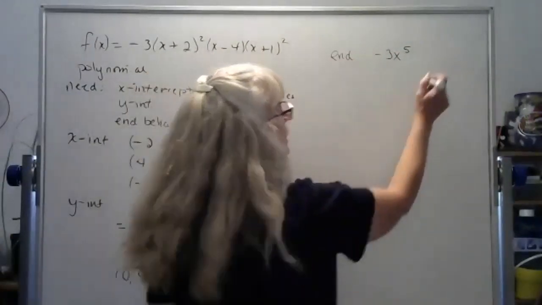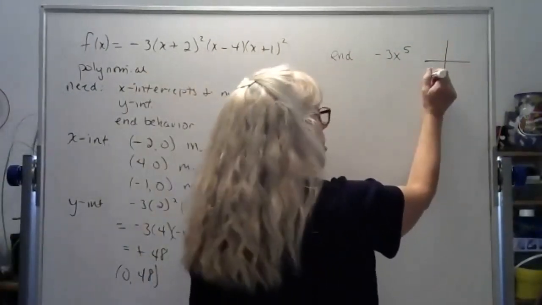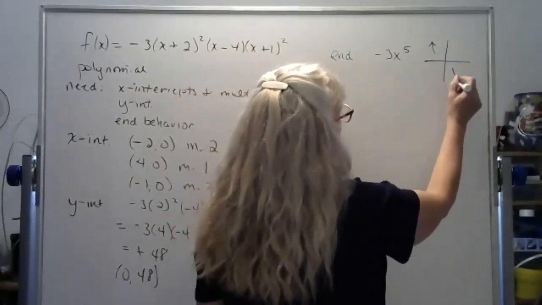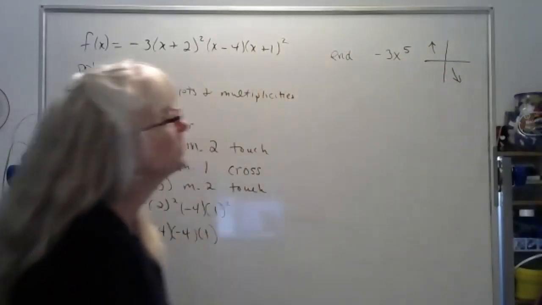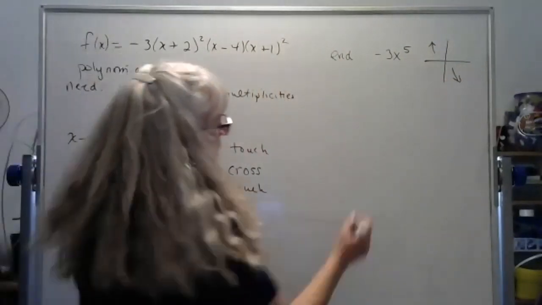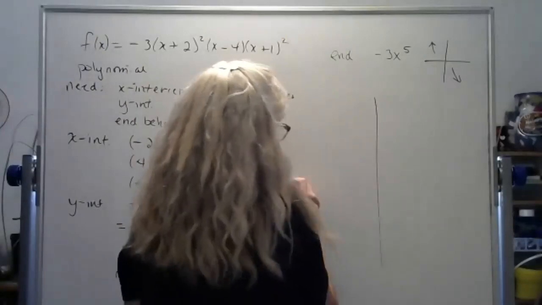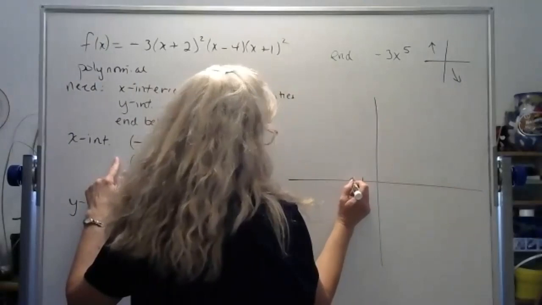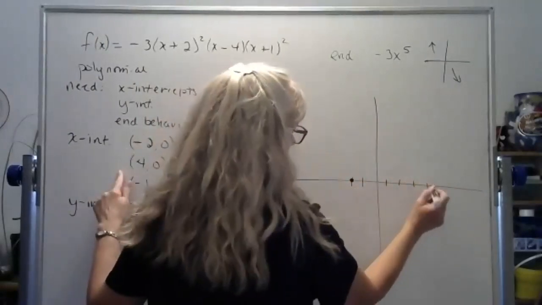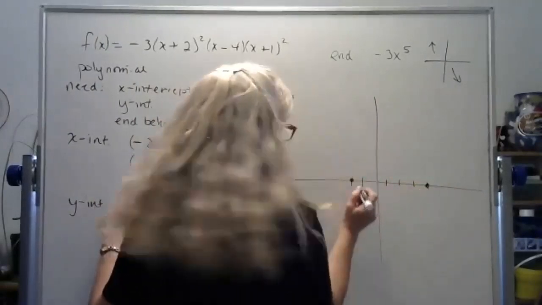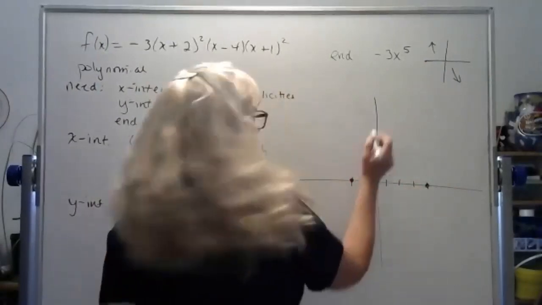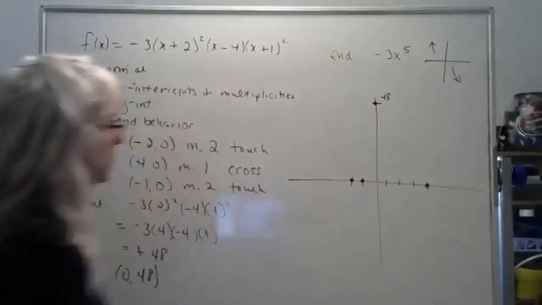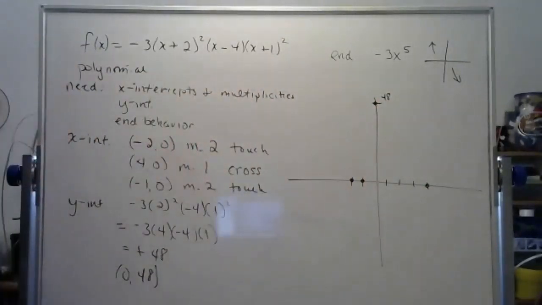So normally our cubics start below and end above, but because that negative is reflecting it, we're going to start above and end below. And that's everything I need. Okay, got to come back and find everything. So I have -2. I have +4. I have a -1. And I have a +48. So -2, +4, -1. Yep.